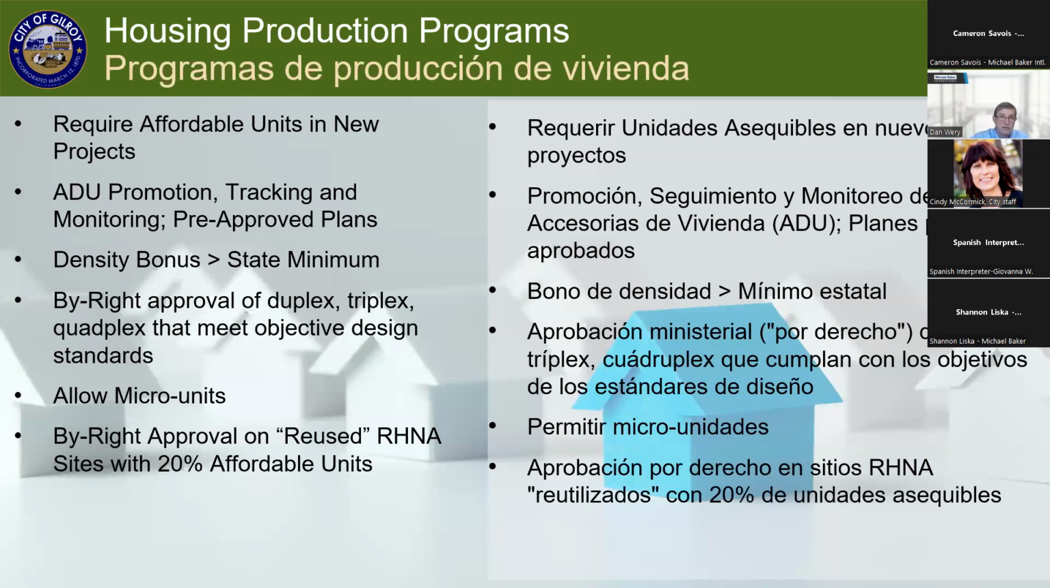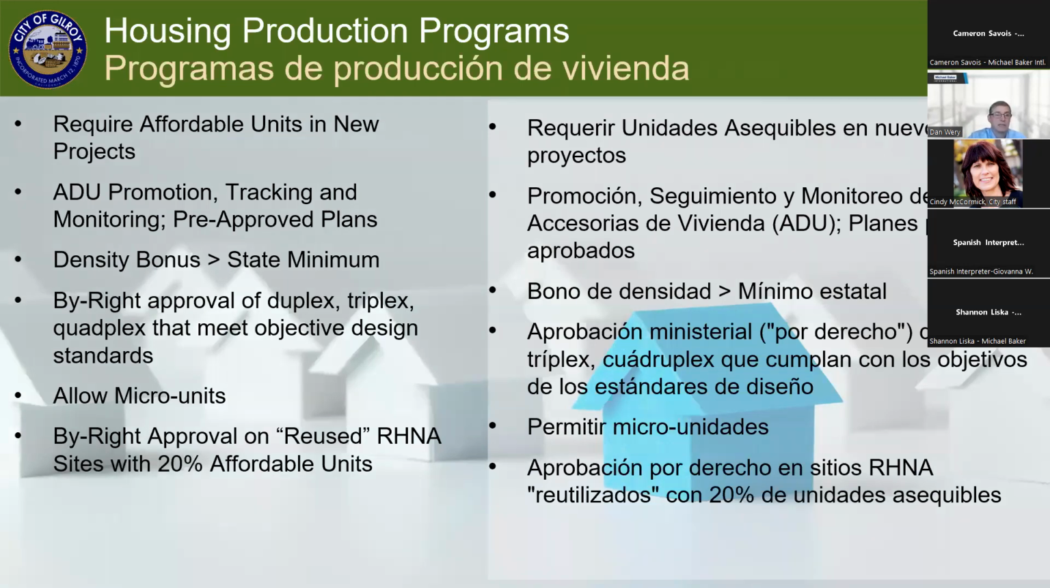There's no discretion. If they meet the zoning requirements, then they get approval. So it doesn't mean there's no requirements. It just means if they meet the standards, you go straight to getting your building permit and can start construction. And that can save 15, 20% sometimes on the overall per unit cost. So those are housing production programs.